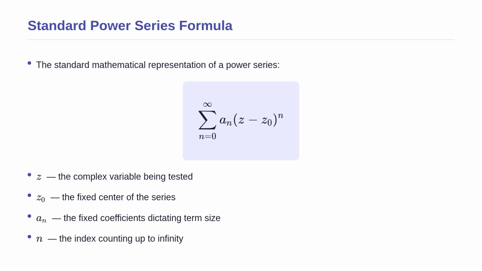This brings us to the mathematical representation of a power series. The formula you see here is the standard form we use in complex analysis. Let us break down what each part means. The symbol z represents our complex variable, which is the input we want to test. The symbol z0 is a fixed complex number called the center, acting as the anchor point for our safe zone. The a sub n terms are the coefficients that dictate how big or small each piece will be, and n is the index, counting up to infinity. As the variable z moves further away from the center, the terms grow larger, making it much harder for the series to converge.